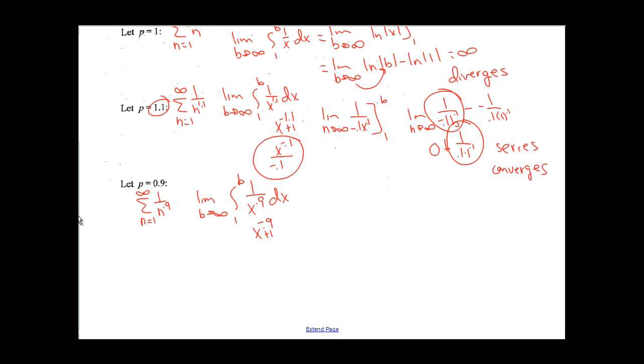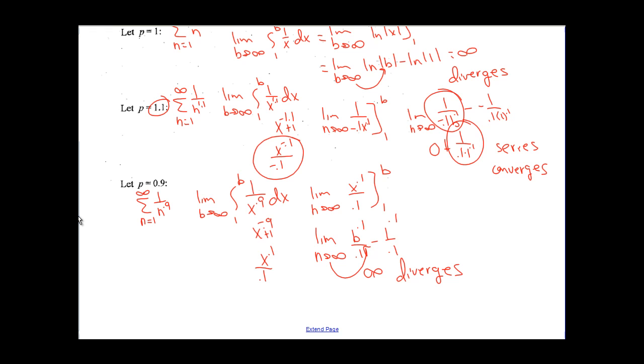We add 1 when we take the integral. So this is x to the 0.1 divided by 0.1. Now we have the limit as b approaches infinity of x to the 0.1 over 0.1 evaluated from 1 to b. Well, now b is going to be in the numerator, which is going to cause this to go to infinity, and it will diverge. So we have b to the 0.1 over 0.1 minus 1 to the 0.1 over 0.1. Now that is going to go to infinity, so the series diverges.